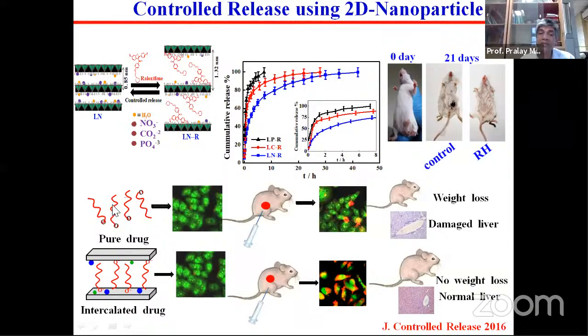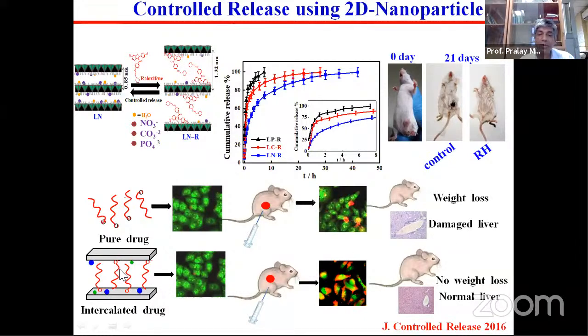Though the drug is the same and at the same concentration, it is not so effective at killing the cells. And if we see it in the mouse model, when they put it within the mouse, there is huge weight loss of the mouse. And when we excise the liver and see the morphology, the liver is damaged.